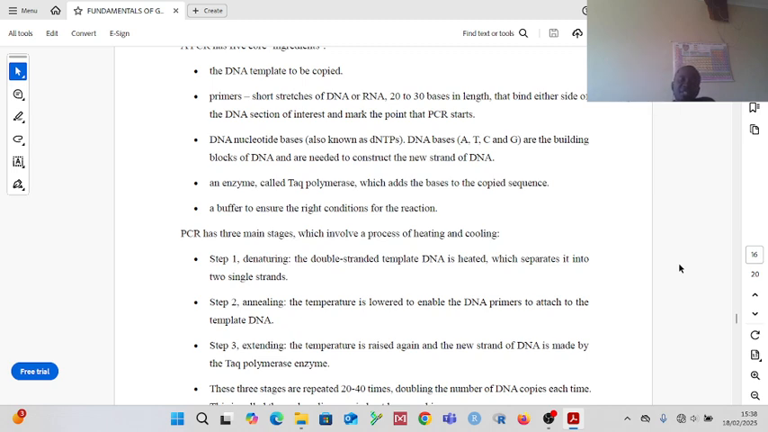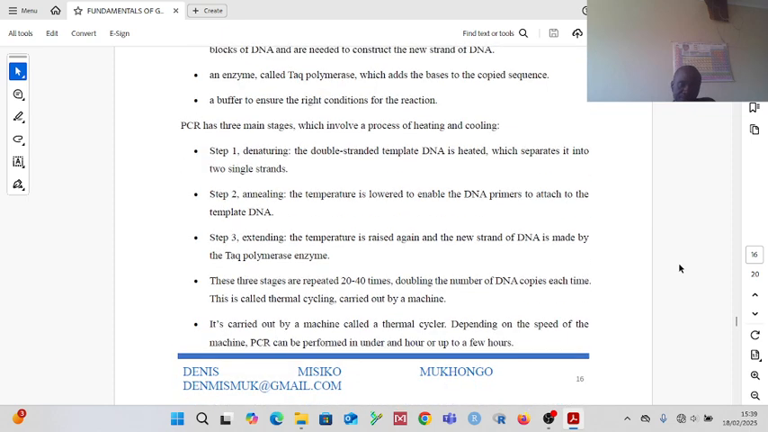So these three stages can be repeated many times. After every cycle, so step 1, step 2, step 3, that's one cycle. Then you repeat again and again. Each time, we'll be doubling the number of copies. If we had 2, after the first cycle we'll have 4. Then after the end of the second cycle, we'll have 8. So it doubles at every stage like that.